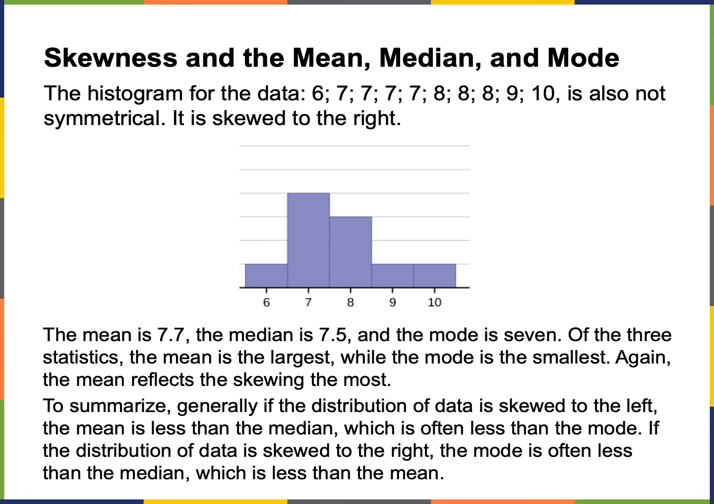Out of all of these, the mean is to the right, or the largest. So when the mean is the largest, the mode is the smallest. Again, the mean reflects the skewing because the mean is greater than the median. So in general, if the data is skewed to the left, the mean is less than the median, which is often less than the mode. And if it's skewed to the right, the mode is less than the median, which is less than the mean, or you can think of it as the mean is greater than the median, which is often greater than the mode.